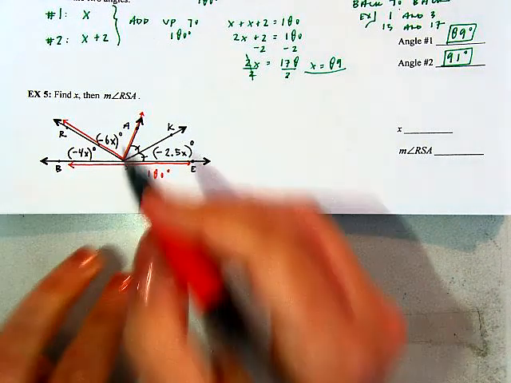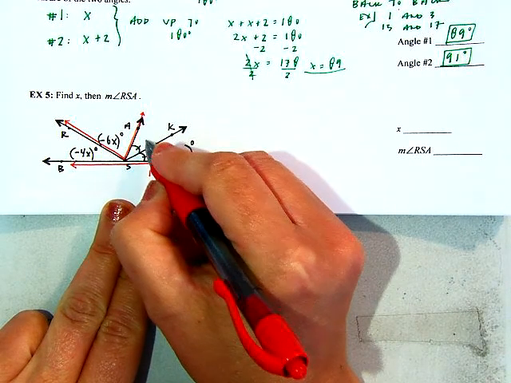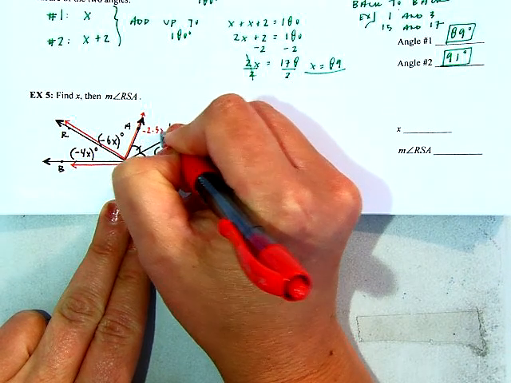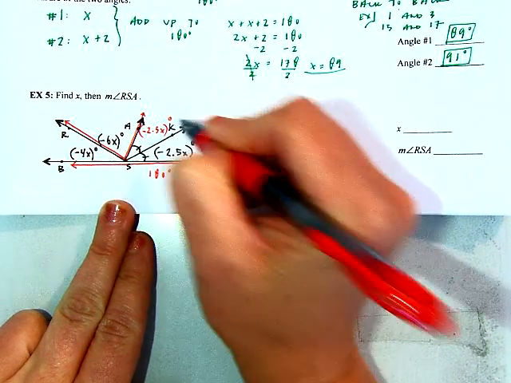And I see this little tick mark notation, which means congruent angles. So this one also has to be negative 2.5x. I'm just going to add that to my picture.